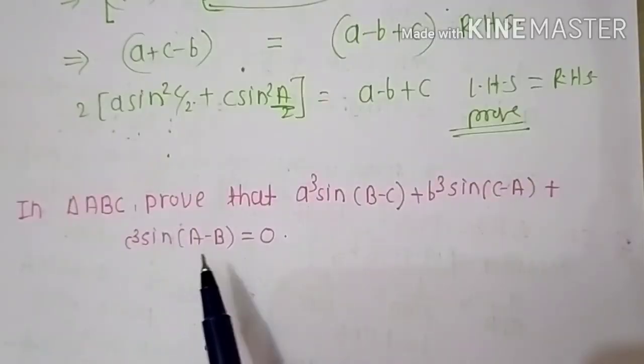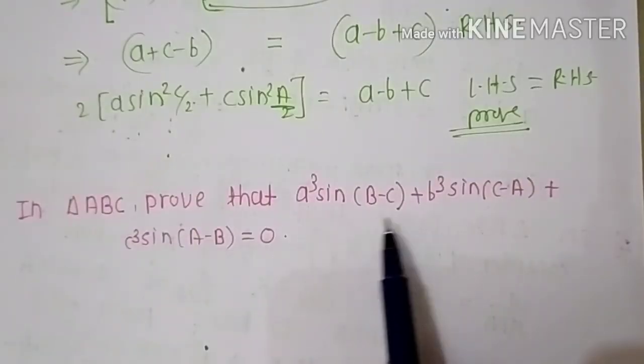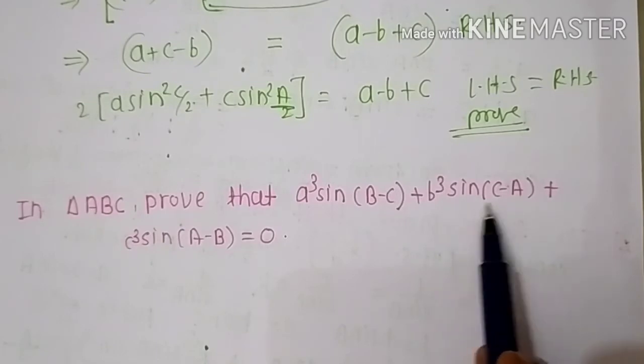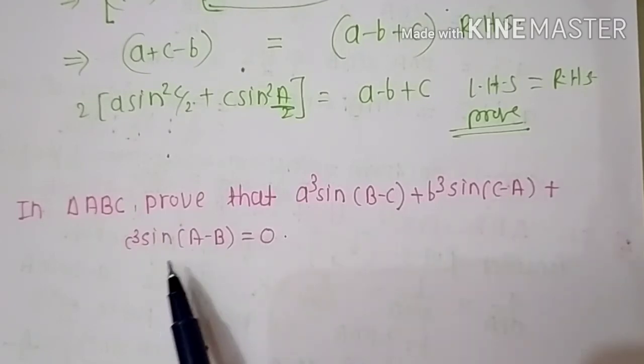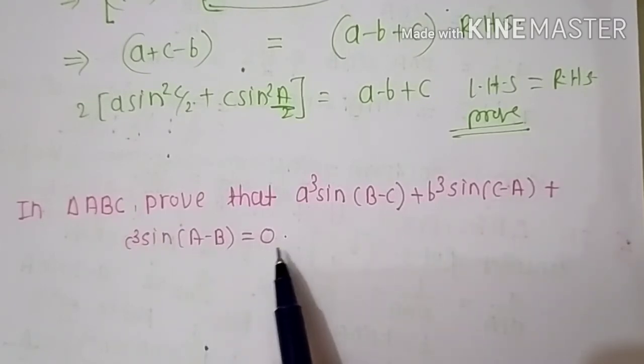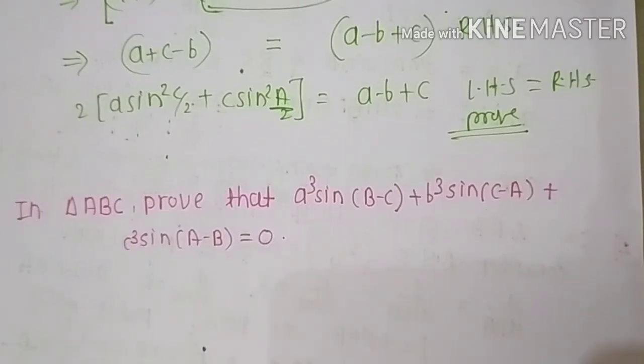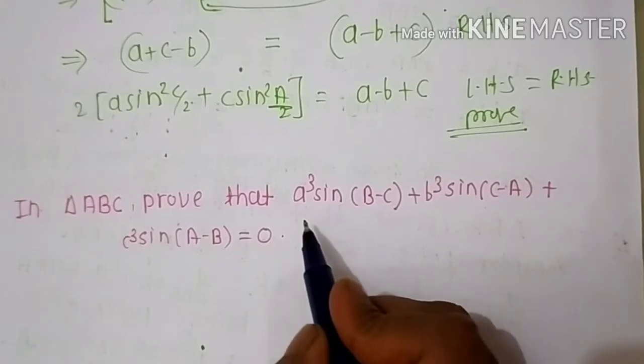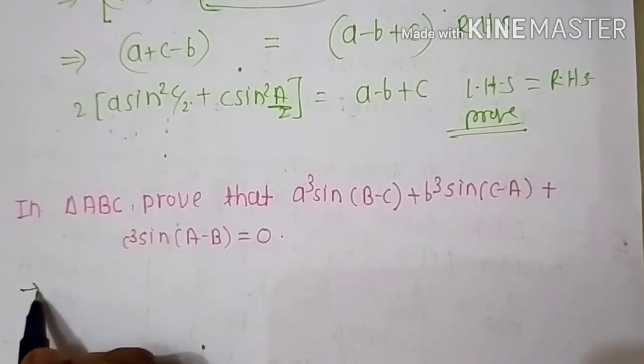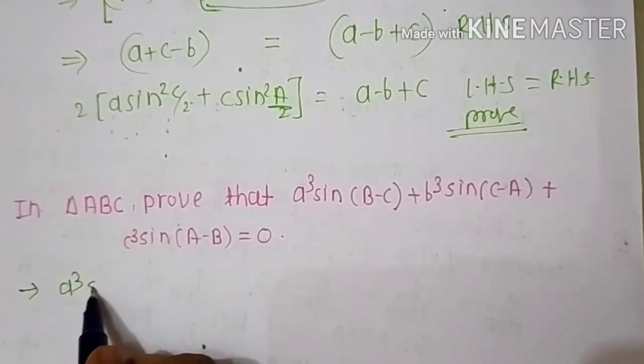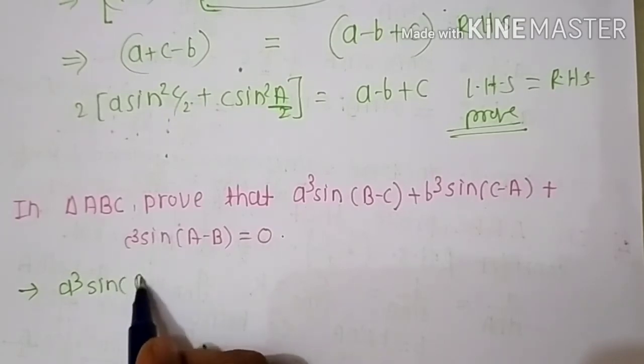In triangle ABC, we have to prove that a cube into sine of B minus C plus b cube into sine of C minus A plus c cube into sine of A minus B, simplification is equal to 0. For that we consider one by one term. Consider our first term, that is a cube into sine of B minus C.